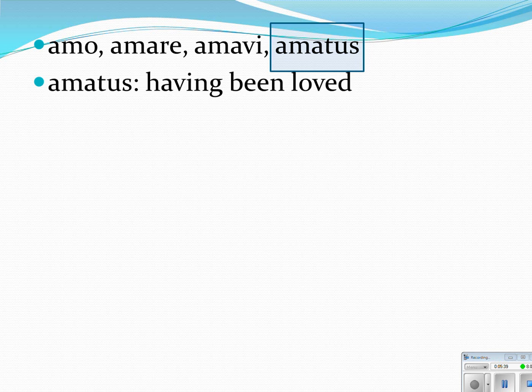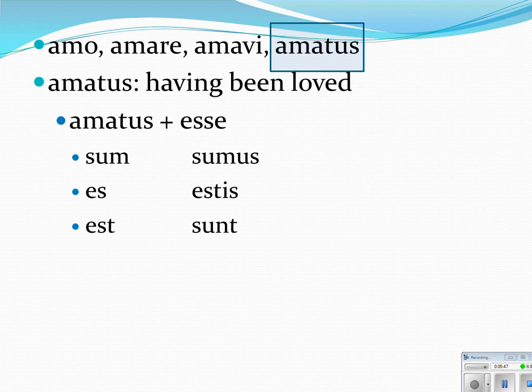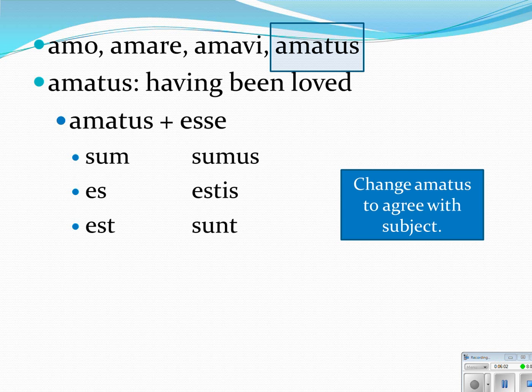To make the perfect passive, you are going to use the fourth principal part. The fourth principal part all by itself means having been loved. To make it the perfect passive verb, you have to add esse, a form of to be. We're going to add sum, es, est, sumus, estis, sunt, depending on who is receiving the action. You have to change amatus to agree with the subject. If the subject is plural, amatus needs to be plural. If the subject is feminine, amatus needs to be feminine.